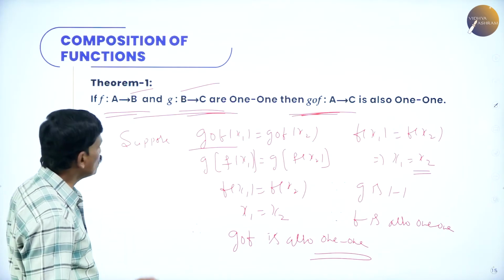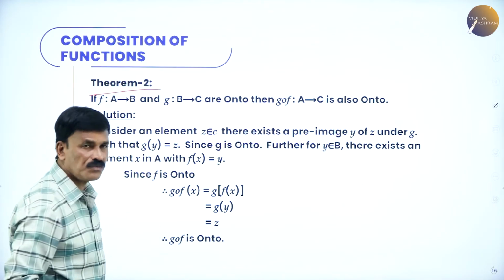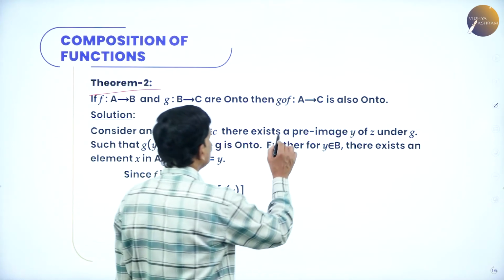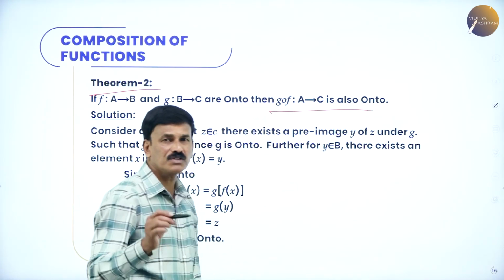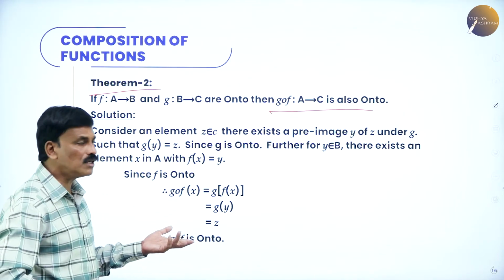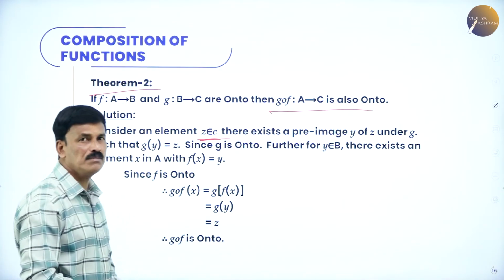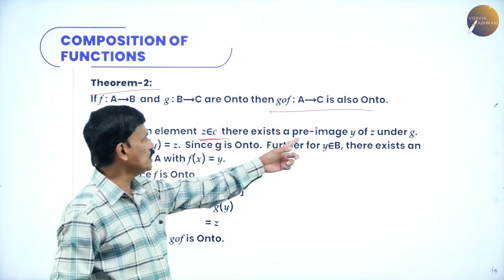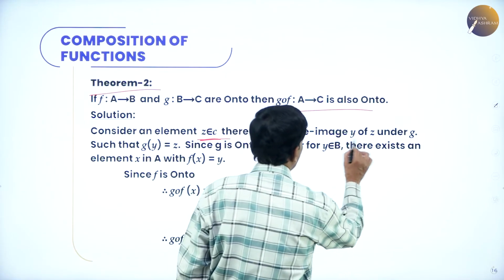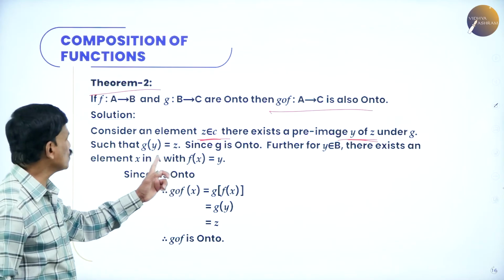Okay. Now let us come to one more theorem like this. So the theorem number 2. Suppose if f from A to B and g from B to C are onto, then g o f from A to C is also onto. The first one is 1-1. The second one is an onto function. So to verify onto, let us consider an element z belongs to C. Let us assume there exists a pre-image y of z under g, such that g of y is equal to z.